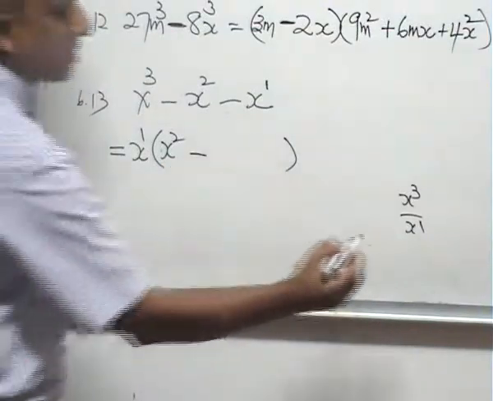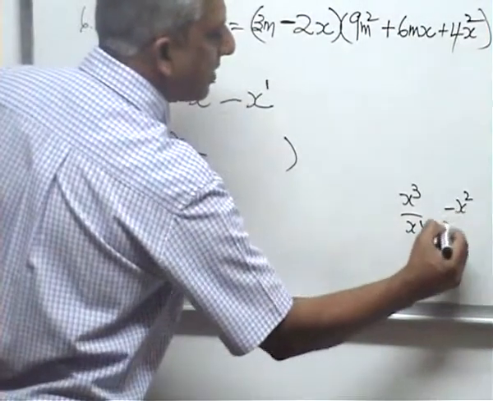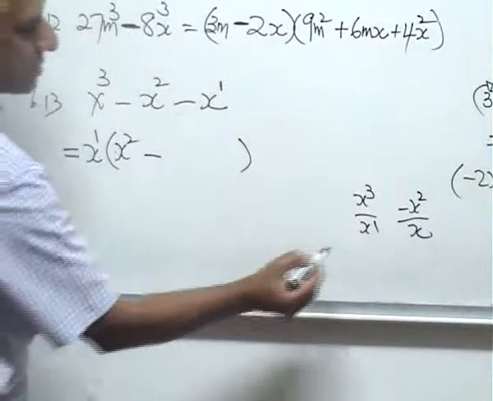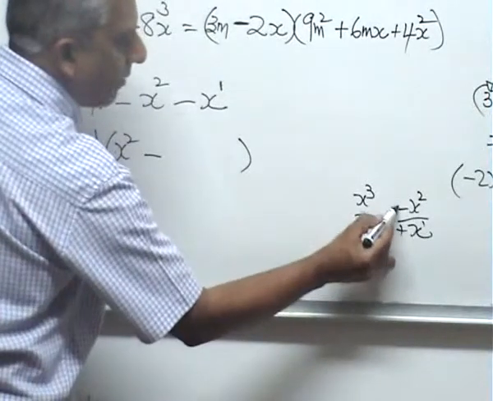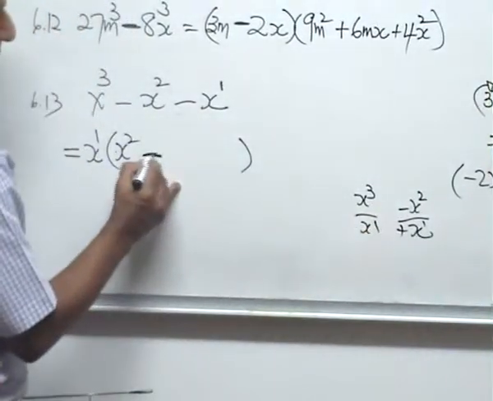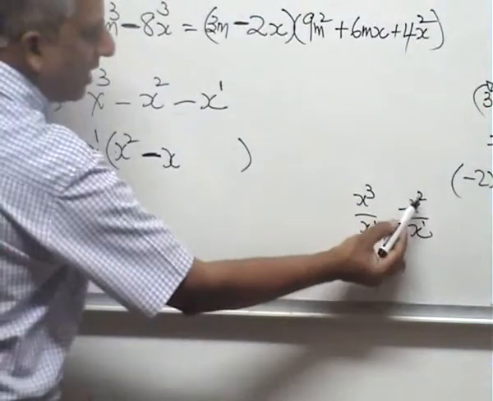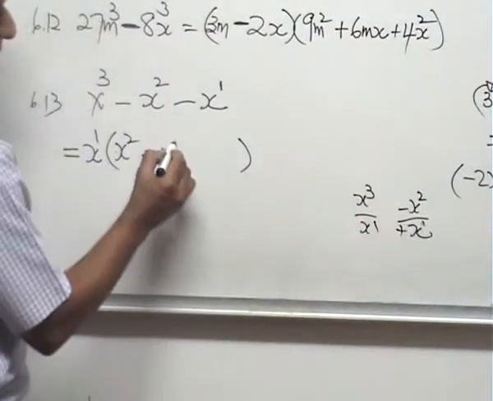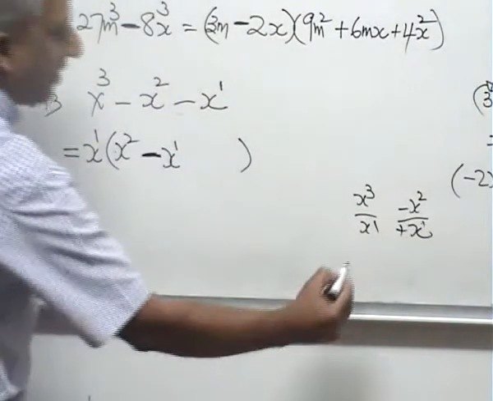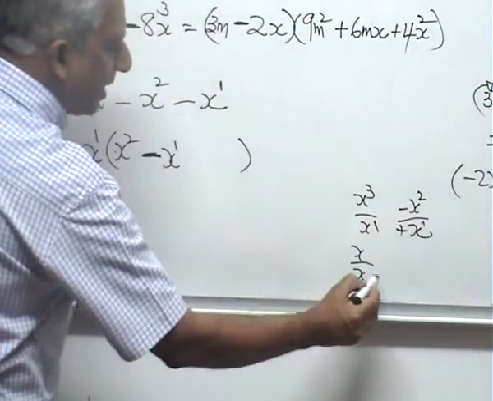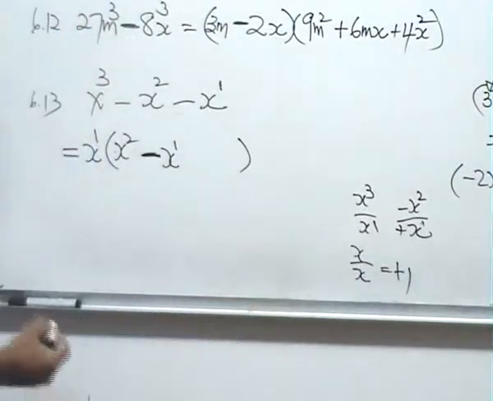Then you got minus x squared divided by x. Well, a minus divided by plus is a minus. Write down the common base, subtract the indices. 2 minus 1 is 1. And finally, x divided by x is 1.